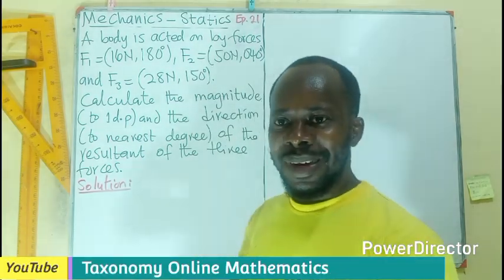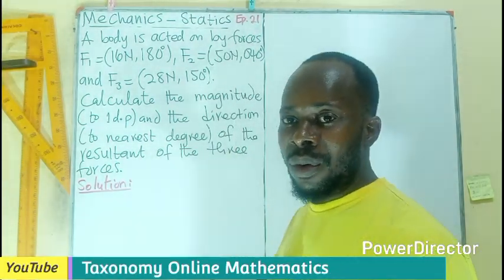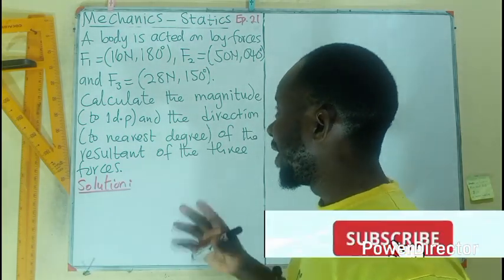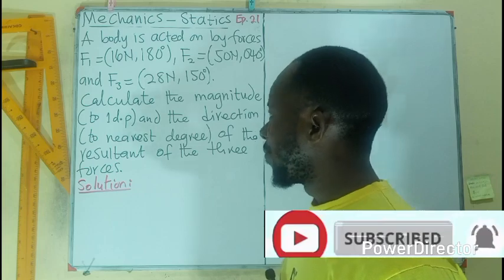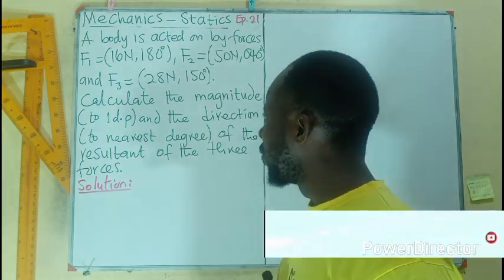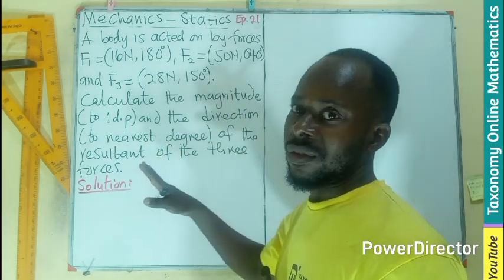Hello, welcome. Let's have a look at this question under mechanics. We are still on resultant vectors. A body is acted on by forces 1, 2, and 3. We have to calculate the magnitude and the direction of the resultant force.